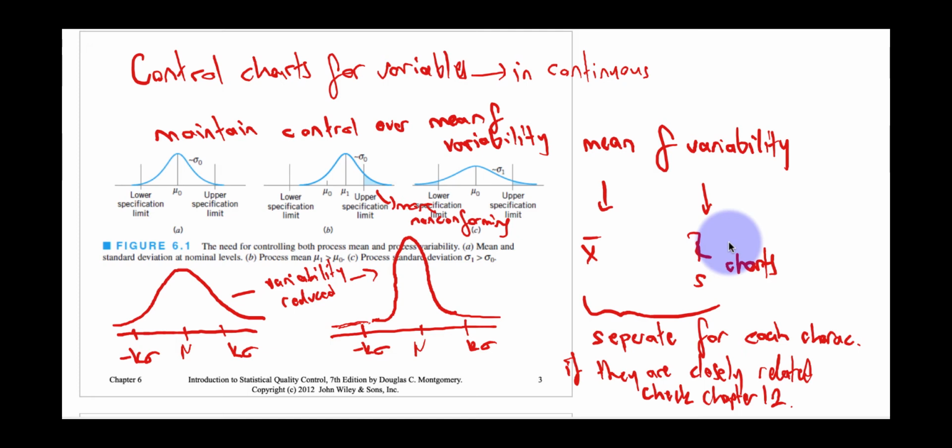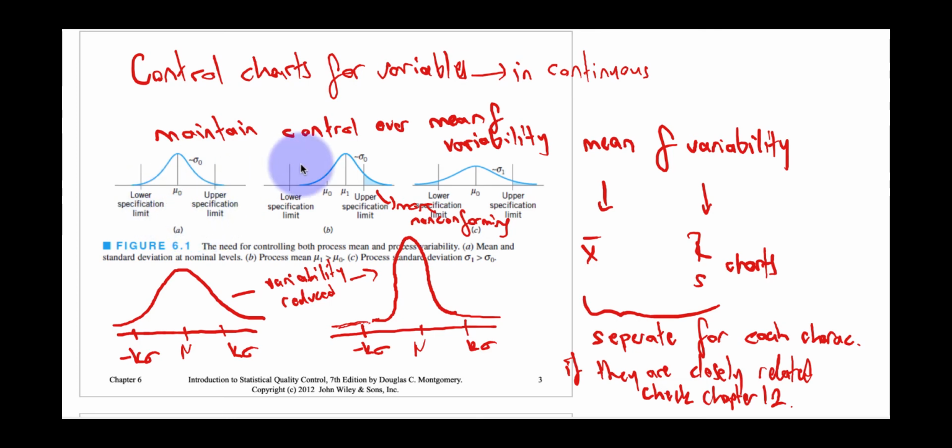For this, in control charts, we are going to maintain control over the mean and the variability aspects of the quality characteristics of a product. So what does it mean, the control over mean and variability? Let's check these figures. In the first figure, we have nominal values for the mean and the variability. This is the standard deviation and this is the mean value. Let's call them nominal values. We have also specification limits, and outside of these specification limits, we have non-conforming product.